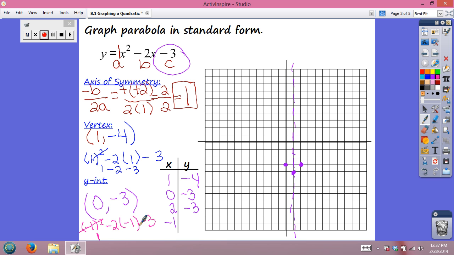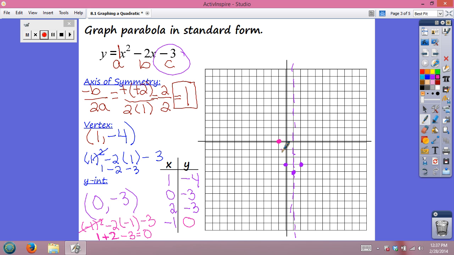-2 times -1, we have two negatives, so it becomes positive, and 2 times 1 is 2. So we have 1 plus 2 minus 3. We have 3 minus 3, which is just 0. Okay, so our next point is at -1, 0, which is right up here.